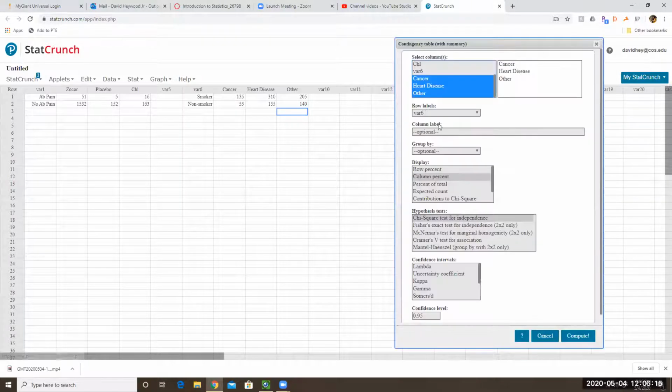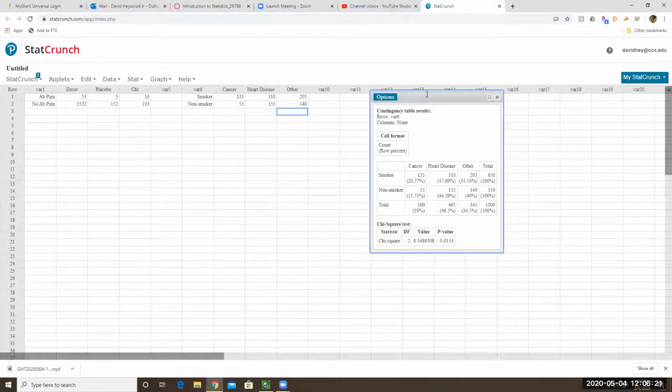Maybe what we want instead are the row percentages. That might be a little more illuminating, right? Yeah, this is more illuminating because it gives you a breakdown of smokers versus non-smokers. So if you're a smoker, there's a 20.8% chance you die of cancer, a 47.7% chance you die of heart disease, and a 31.5% chance you die of something else. Whereas if you're a non-smoker, then there's a slightly smaller risk of dying from cancer, and a slightly smaller risk of dying from heart disease, which means there's going to have to be a bigger chance of dying from something else, right? But I like the row percentages a little bit better on this one for making sense of the data.